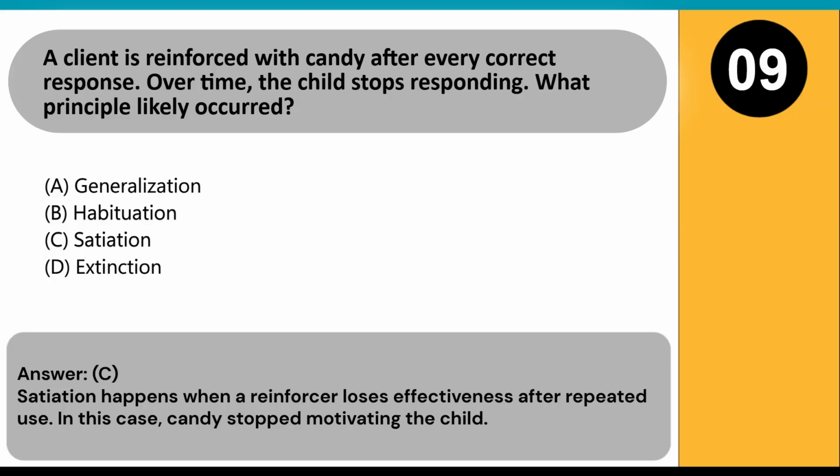Satiation happens when a reinforcer loses effectiveness after repeated use. In this case, candy stopped motivating the child.